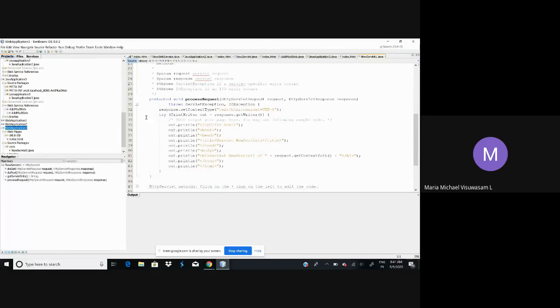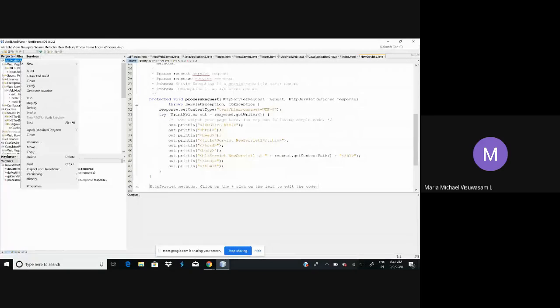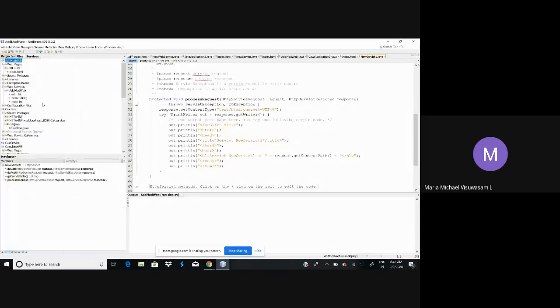Why? Because we have not deployed today. First, we need to run that application, AddModWeb. So I'm putting deployment. During the deployment, your server will get run and as well as your project will get added onto the web server.